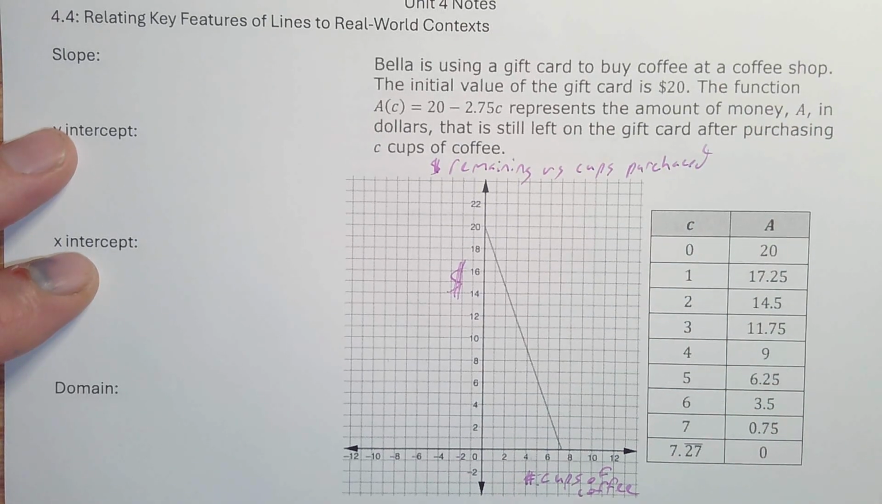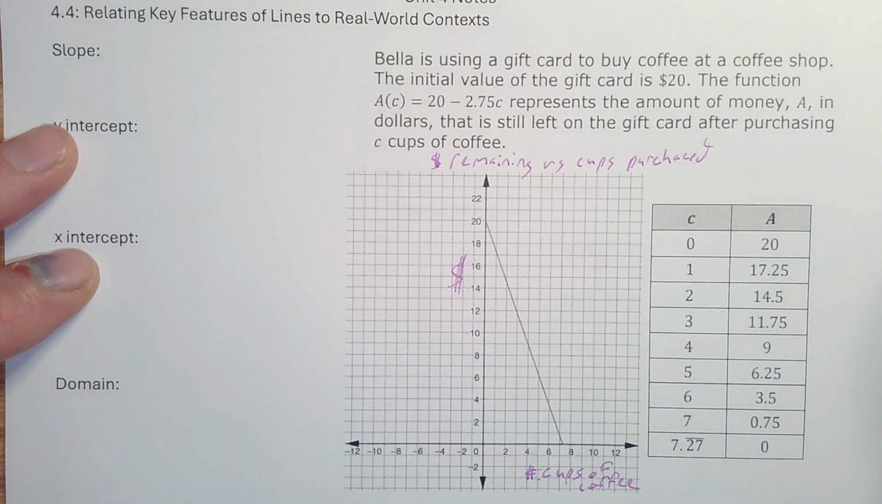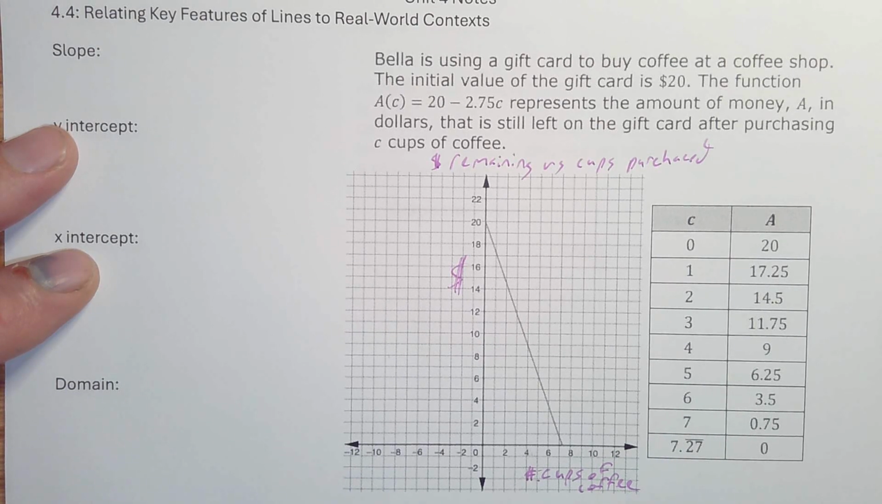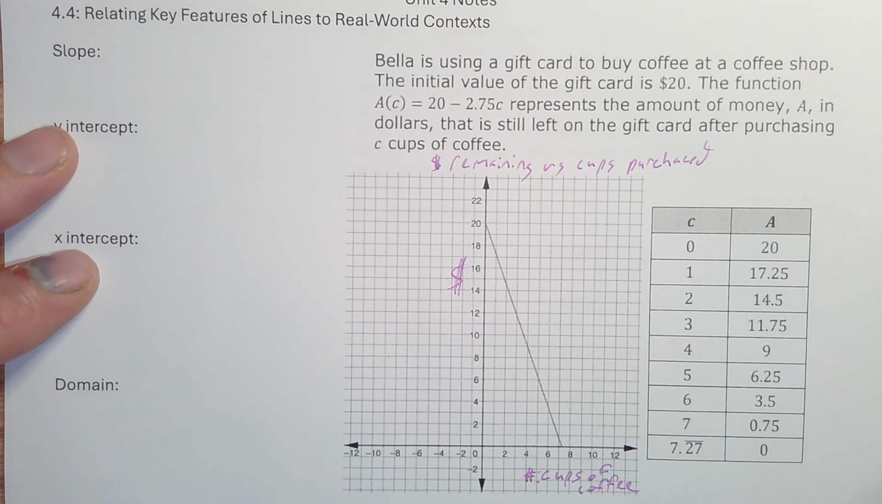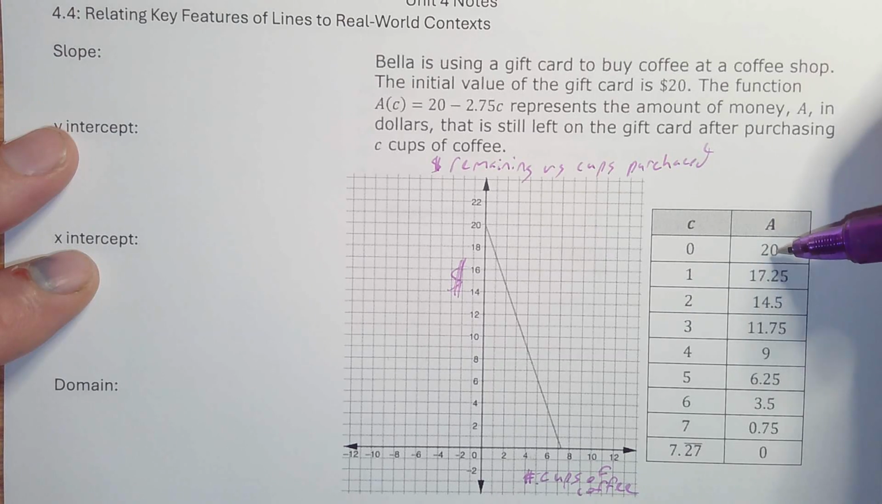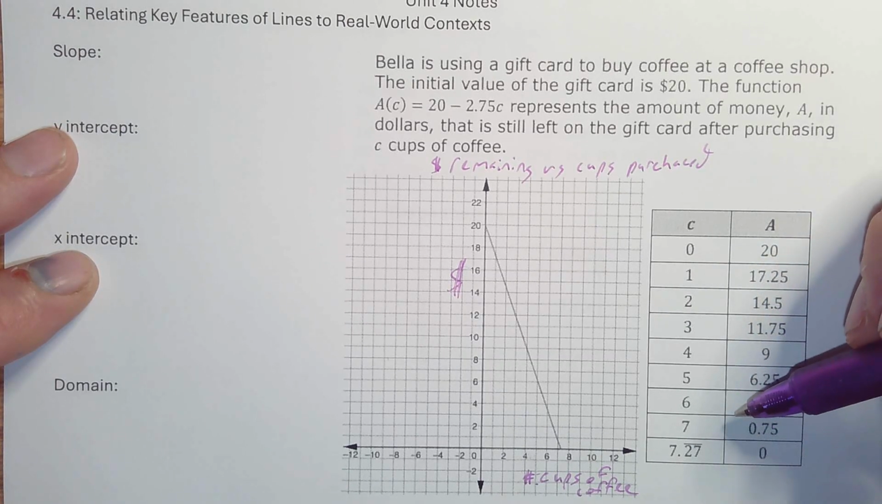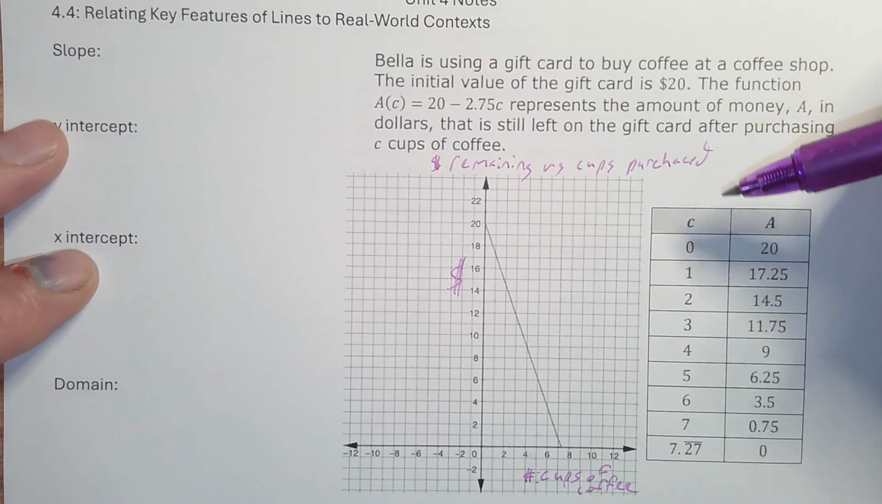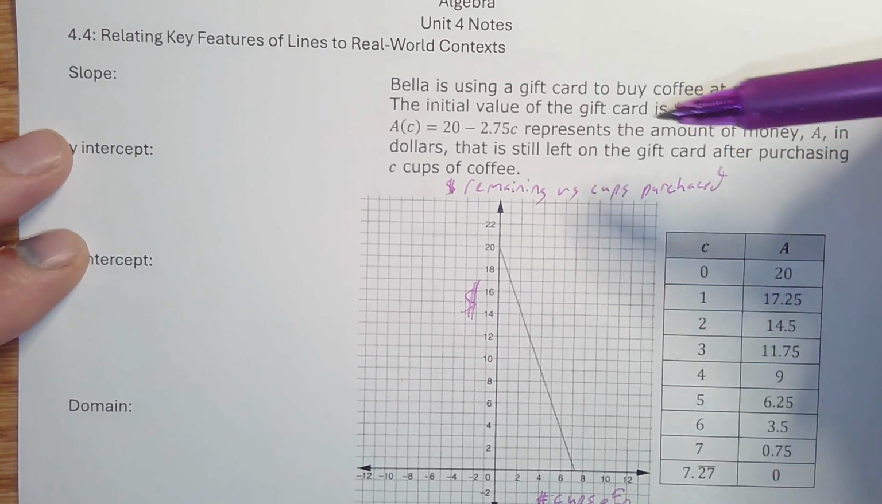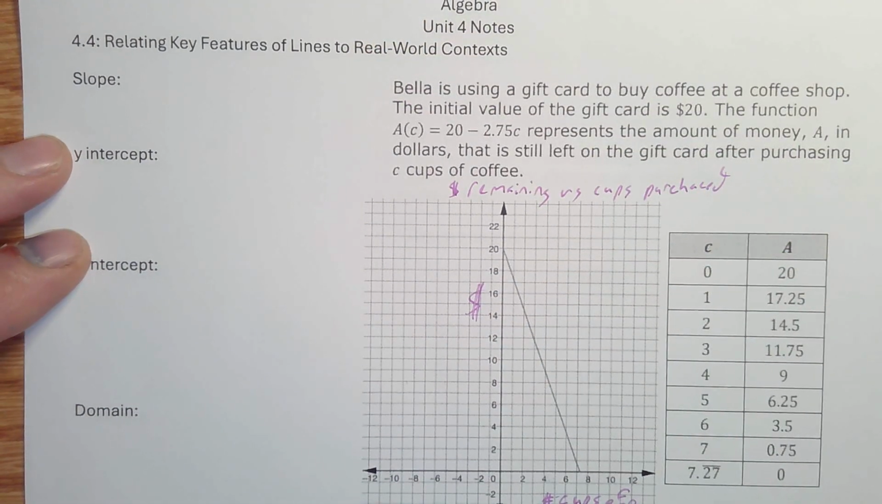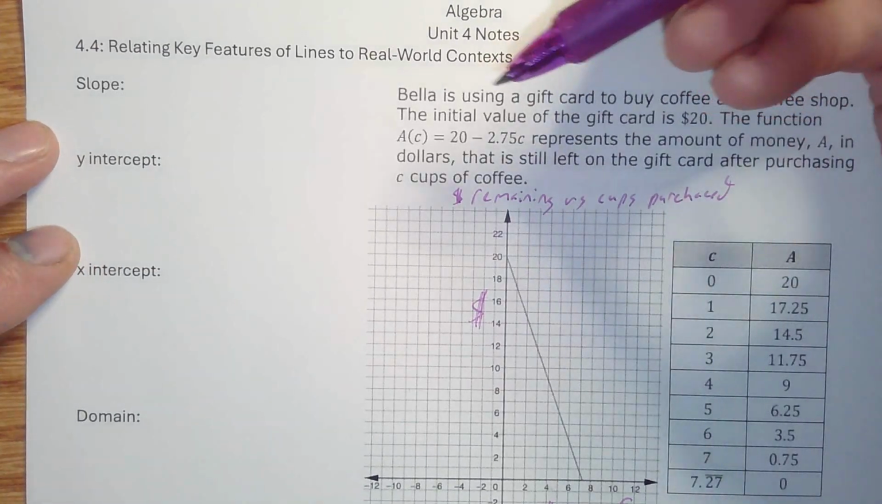It looks like she's buying the same thing every day, because it looks like it's about $2.75 a coffee. She's not drinking soda. Anyway, so what can we pick out from this?